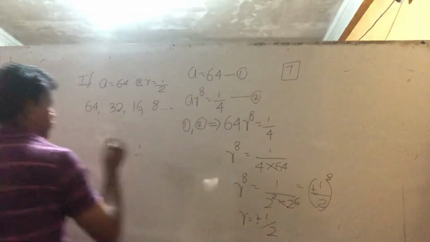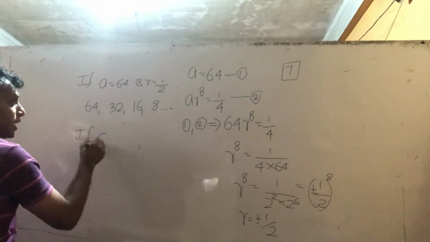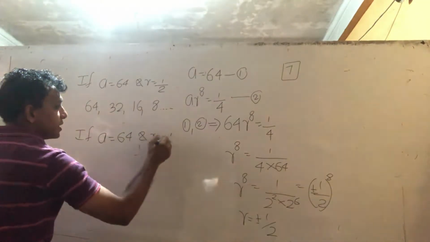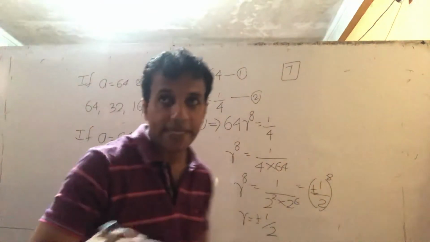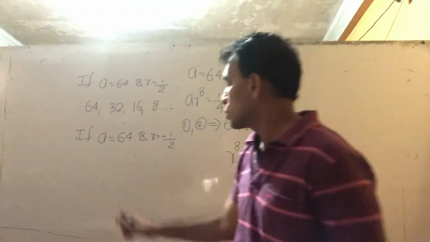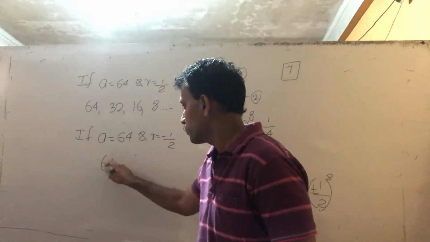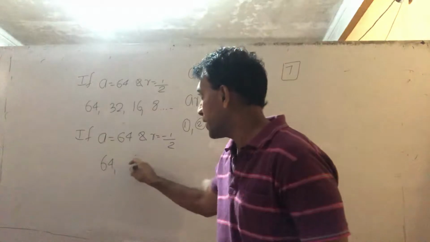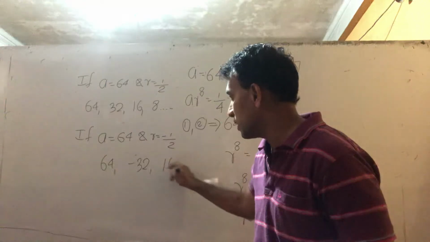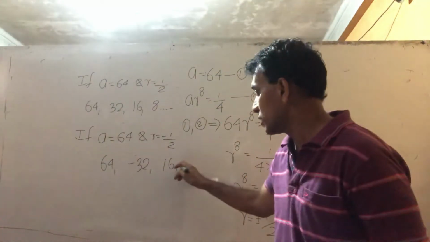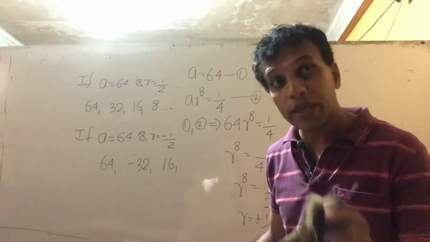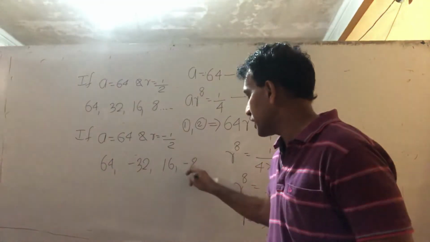Now come to the other one. If A equals 64 and R equals minus half, the same idea applies: multiply by minus half, which means divide by minus 2 consecutively. So 64, multiplied by minus half, is minus 32. Multiplied by minus half, that is plus 16. Multiplied by minus half, or divided by minus 2, gives minus 8, and so on.